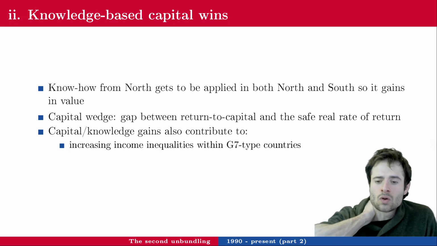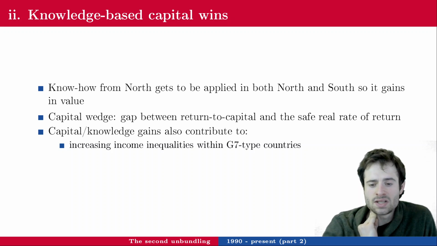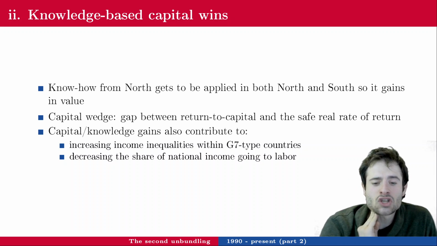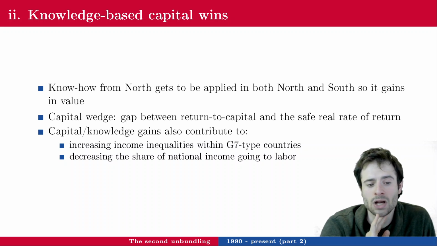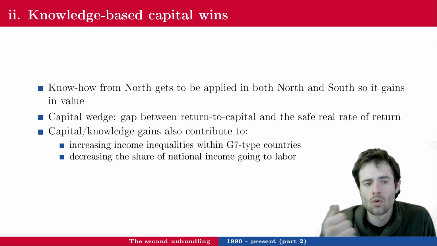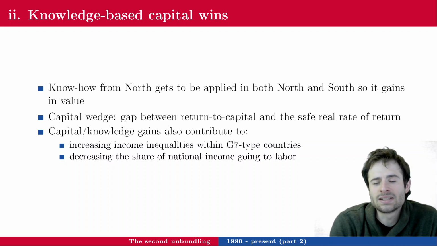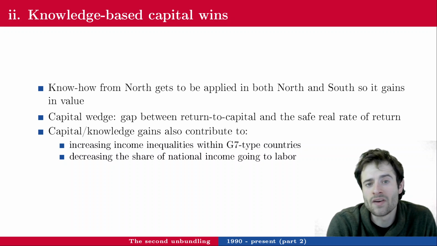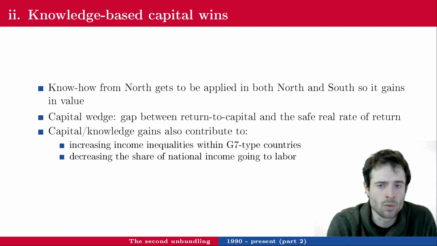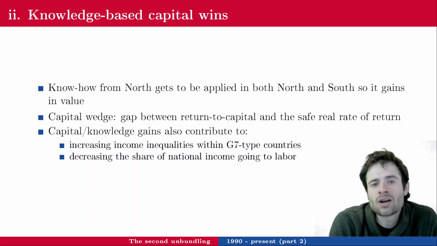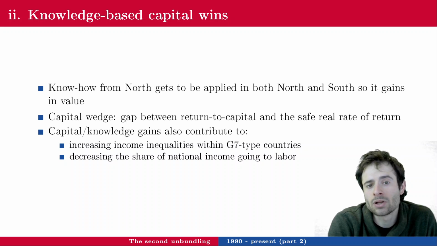Capital to knowledge gains also contribute to increasing income inequalities within G7 type countries. It decreases the share of national income going to labor because there is an increase in capital. But that's not a big deal. The idea is that knowledge is now more valued because it spreads everywhere. And part of this knowledge can come from investments in human capital that makes our workers more efficient.